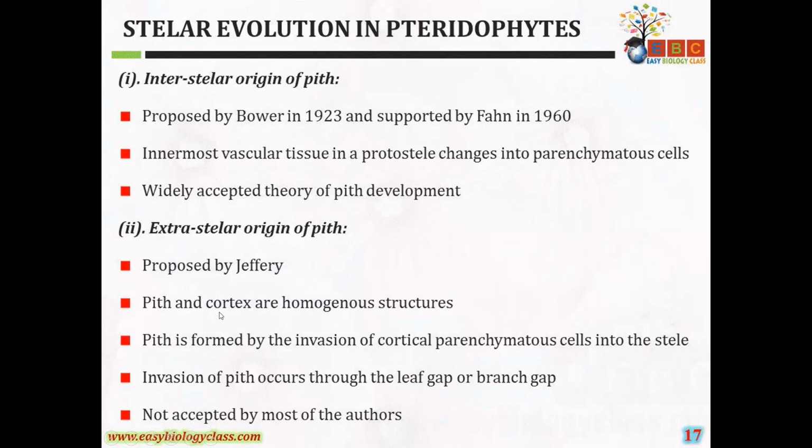Whereas the extrastelar origin of pith was proposed by Jeffrey. Pith and cortex are homogeneous structures, so the pith is formed by the invasion of cortical parenchymatous cells into the stele. The invasion occurs through the leaf gaps or branch gaps. This is not accepted by most of the authors. The accepted one is the intrastelar version of pith only.